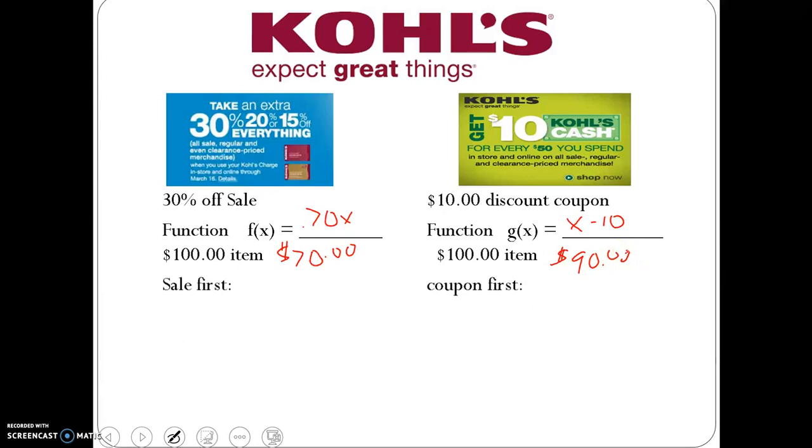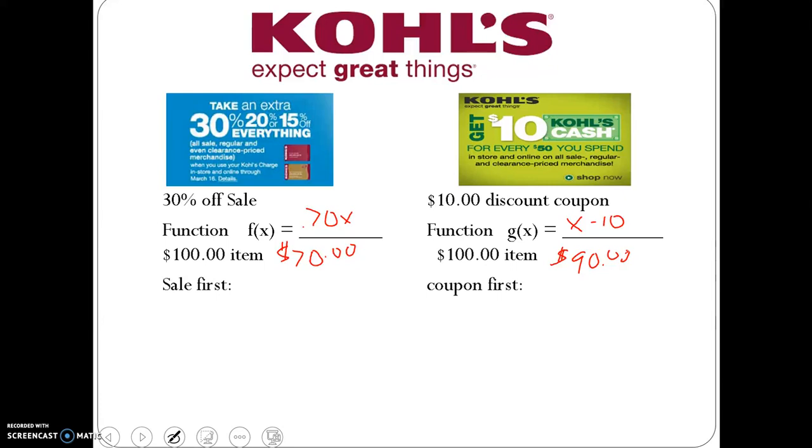But assume now that we want both of those things to happen. We have the 30% off sale, but we also have the $10 off. Does it matter which one we put in first? Would it make a difference if we took the 30% off and then took $10 off of that? Or if we took $10 off and then took 30% off of that? So let's just try this first.